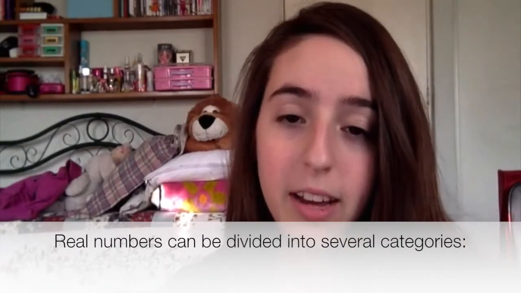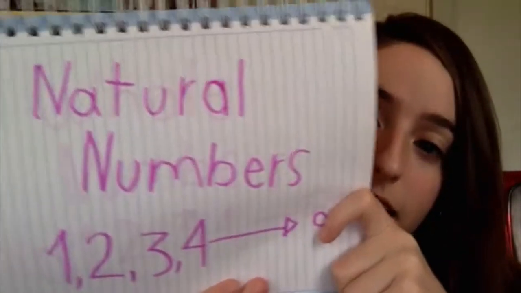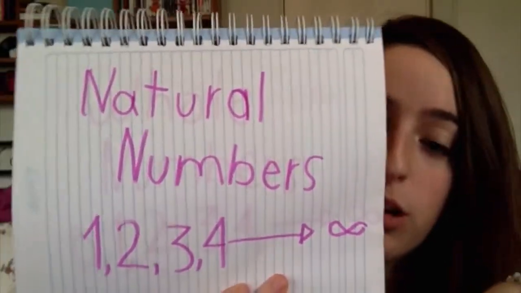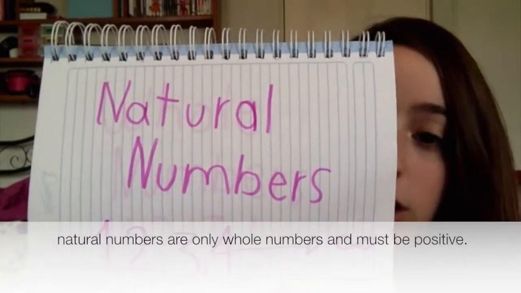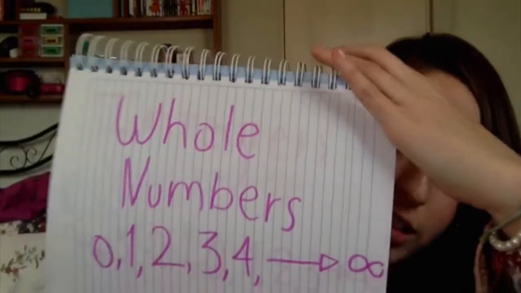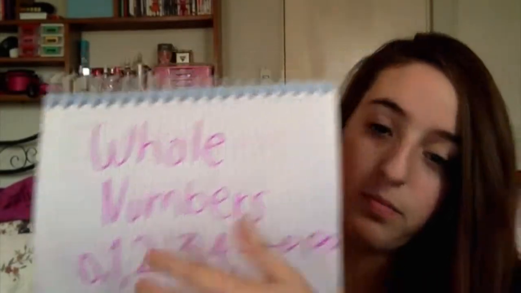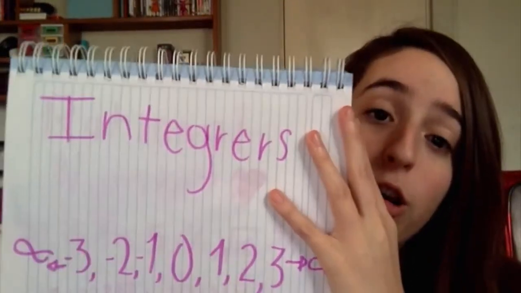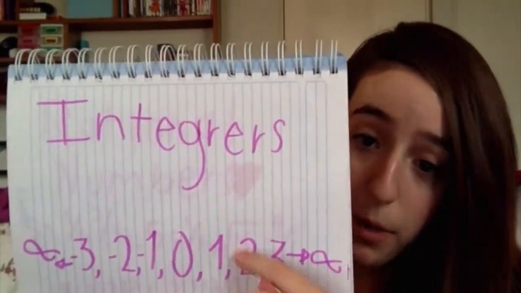Real numbers can be divided into several categories. Natural numbers, which include 1, 2, 3, 4, and so on until infinity. Natural numbers are only whole numbers and must be positive. Whole numbers are all natural numbers but including 0. Only positive numbers. Integers are all whole numbers, positive and negative, including 0.